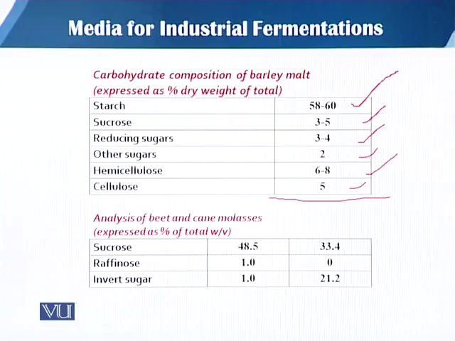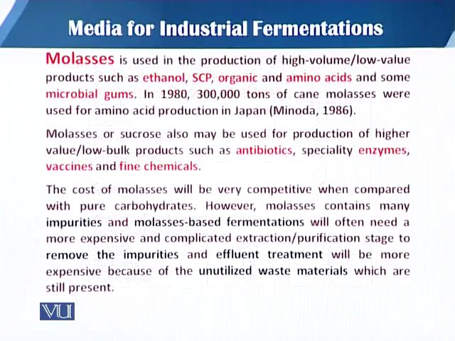As concerned beet and cane molasses, beet molasses has about 48.5% sucrose and 33% other sugars, then raffinose is 1% and invert sugar 1%. You can see what invert sugar is, fructose and so on. So this is the chemical composition of different carbohydrate substrates that are mostly used in fermentation media.